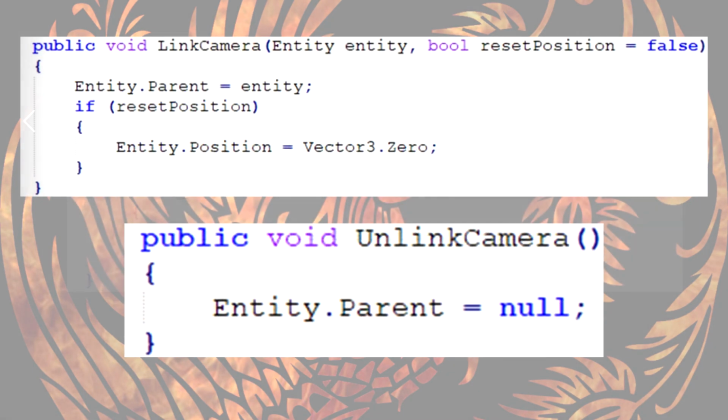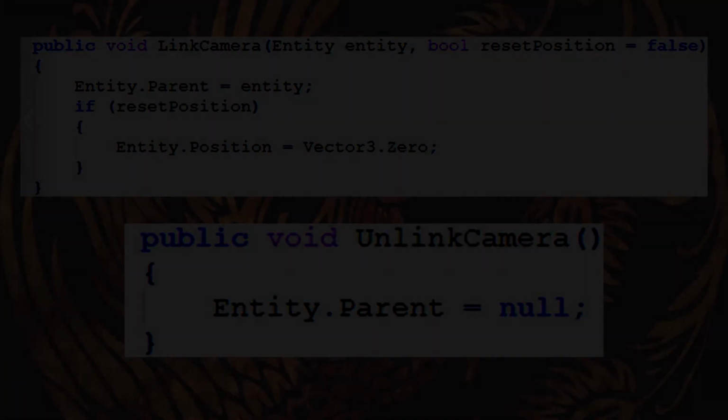Lastly, the UnlinkCamera and LinkCamera methods both have the usage of entity.Parent in them. I want to go over what that was. This allows us to get or set the parent of the entity we want. In this case, it is the view. I should note that setting a new parent will keep the local transform or position of this object.